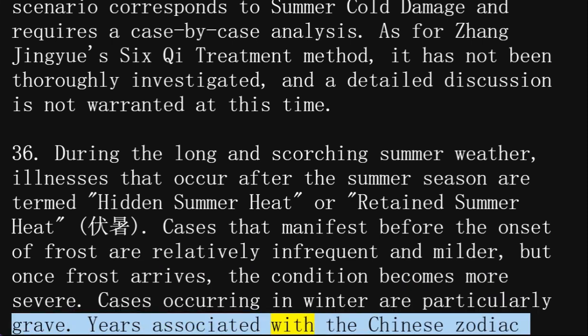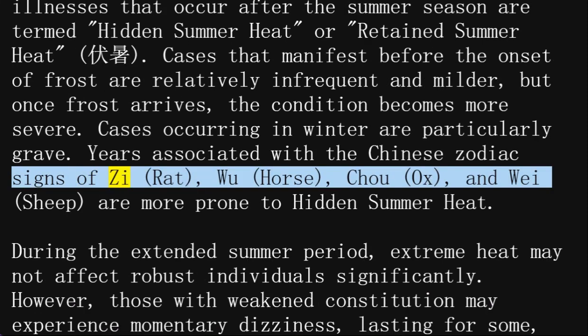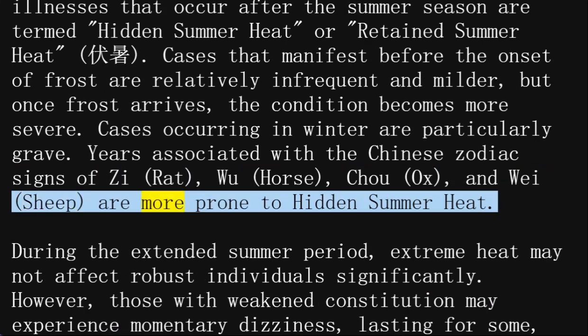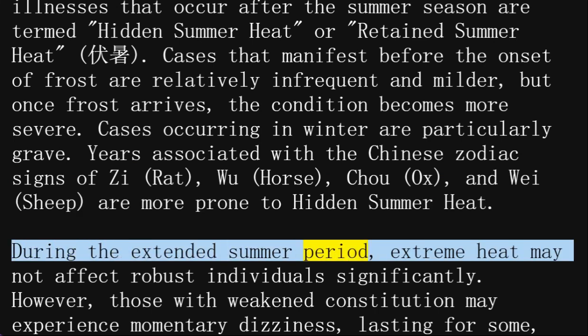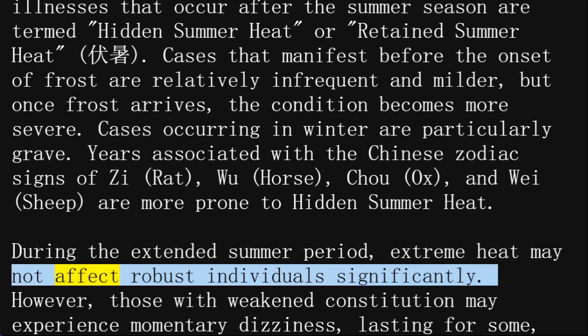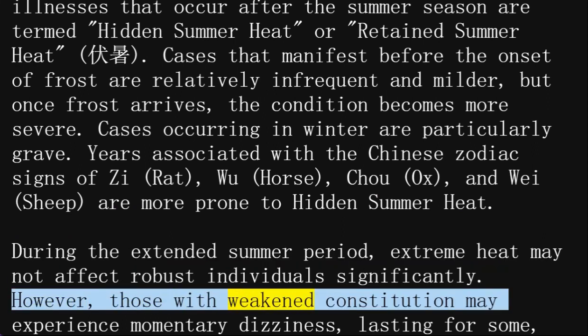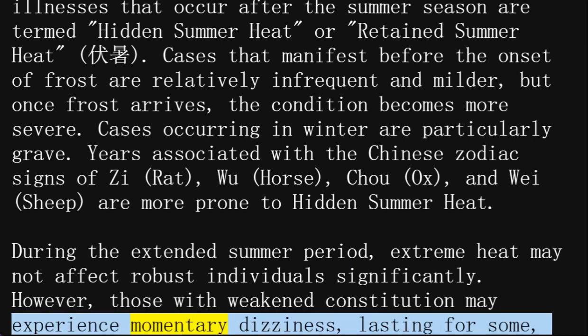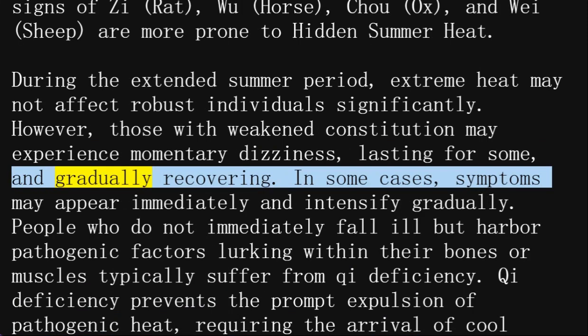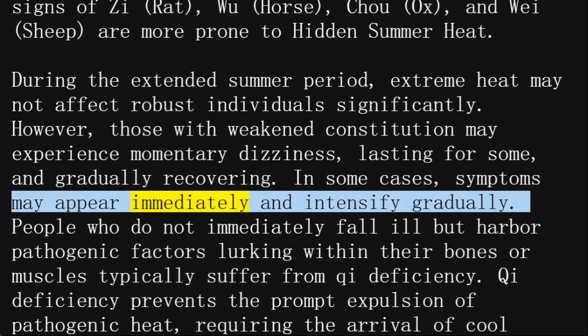Years associated with the Chinese zodiac signs of Zi, rat, Wu, horse, Chou, ox, and Wei, sheep, are more prone to hidden summer heat. During the extended summer period, extreme heat may not affect robust individuals significantly. However, those with a weakened constitution may experience momentary dizziness, lasting for some, and gradually recovering. In some cases, symptoms may appear immediately and intensify gradually.